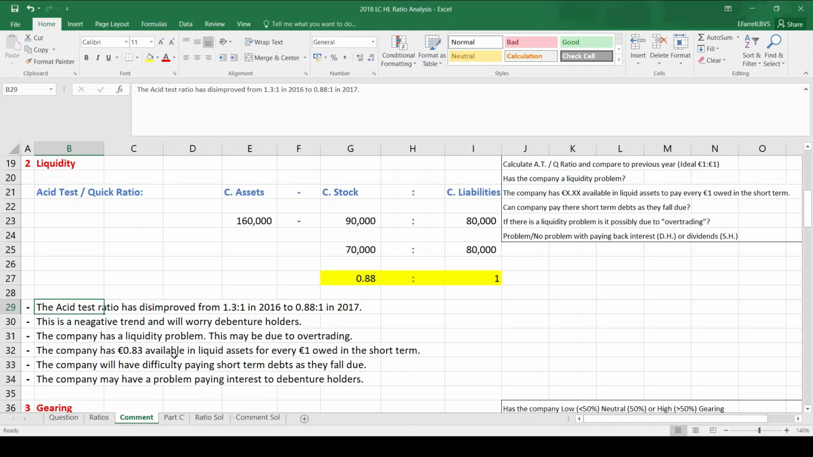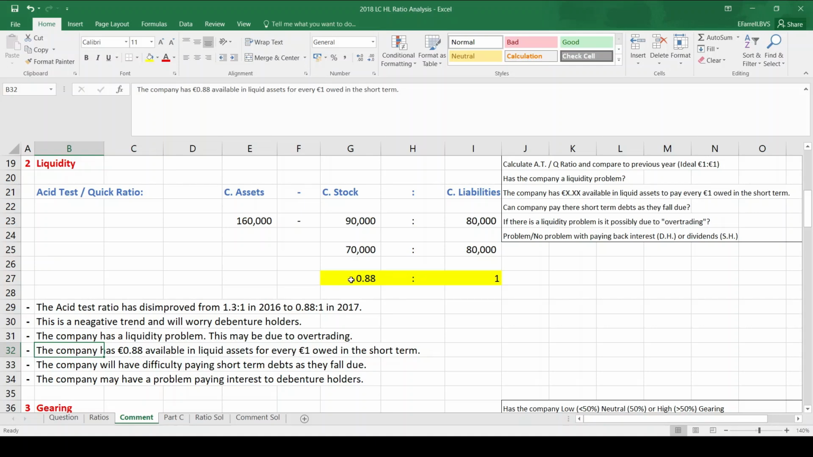Again, this is another standard sentence. The company has 0.88, that should be 0.88. The company has 0.88 euro or 88 cent available in liquid assets for every €1 owed in the short term. So for every €1 they owe in the short term, they have 88 cent. If this was 1.5 is to 1, they would have €1.50 for every euro they owe, which would be good. The company will have difficulty paying debts as they fall due. Okay, because it's less than 1 is to 1.